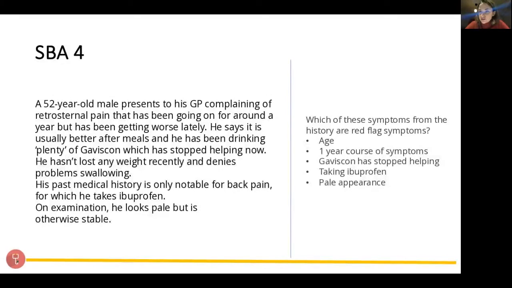Okay, another question. I think this might be one of the last questions in my gastro section, and then we can have a little break.